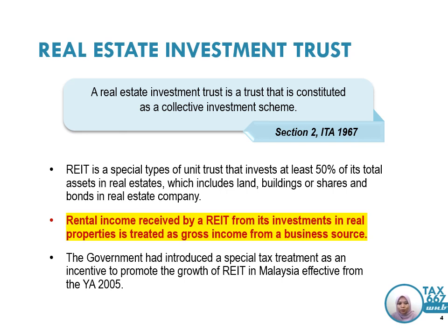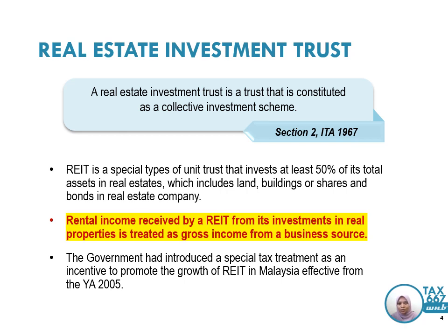Okay, so rental income received by a REIT from its investment in real properties is treated as gross income from a business source. Before this, we have learned that kalau you dapat income dalam bentuk rental, it will be treated under section 4D. D for donkey, right? Rental 4D. But untuk REITs, sebab dia punya main activity adalah investment dalam real property, therefore, main source of income dia datang dalam bentuk rental kan.